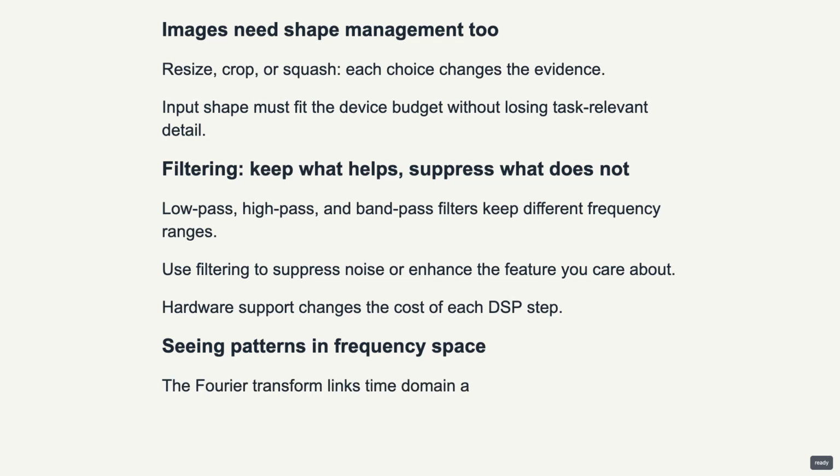A waveform can be described either by how it changes over time or by how its energy is distributed across frequencies. The Fourier transform is the bridge between those two views, and it sets up the spectrogram as a useful representation for edge AI.